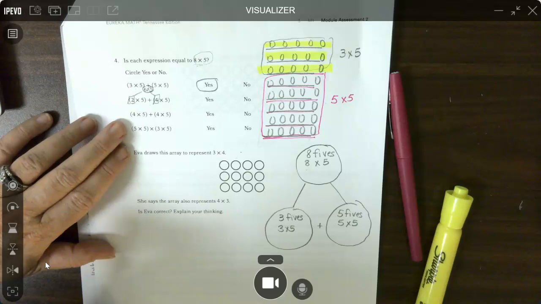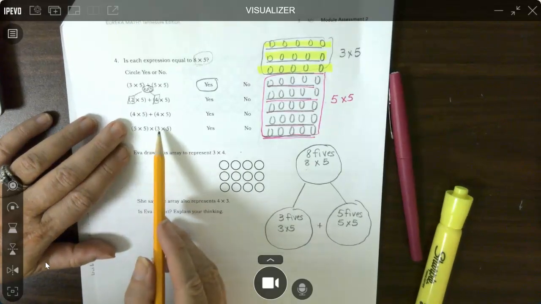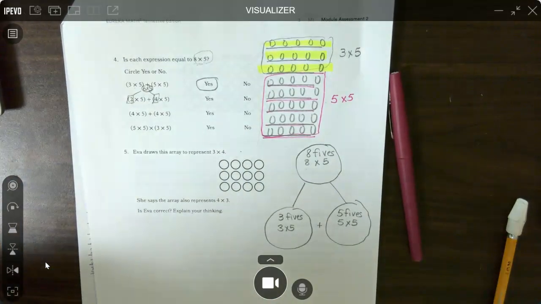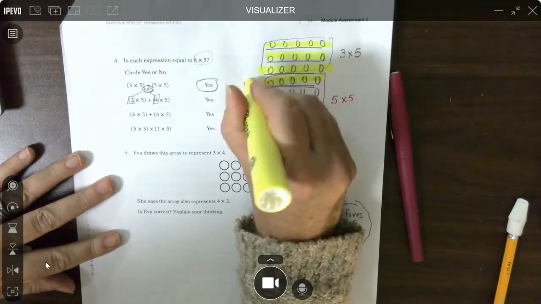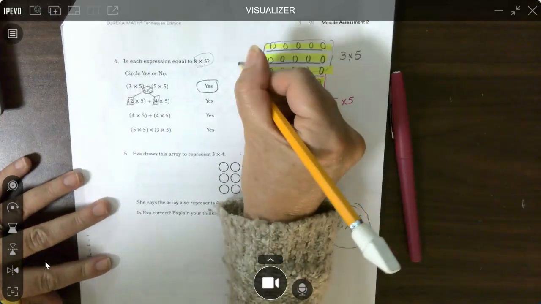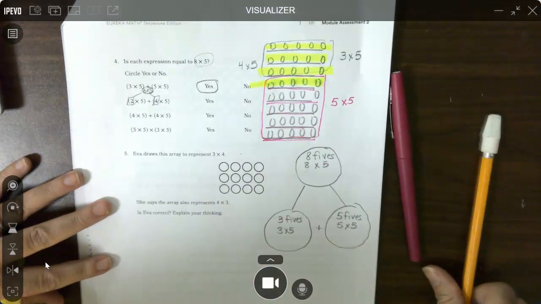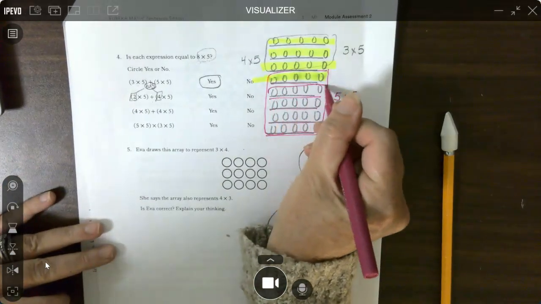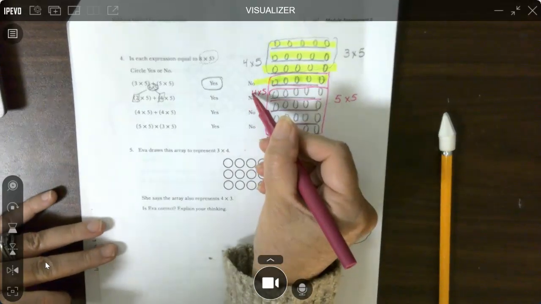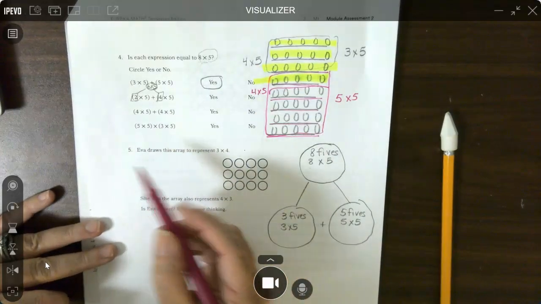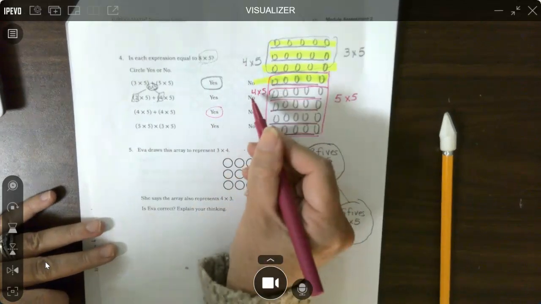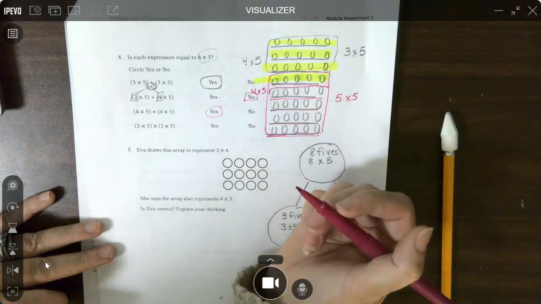Okay, when I look at the next choice, 4 rows of 5, 4 rows of 5. If I went ahead and highlighted one more row to put it in this group, my group in yellow has become 4 rows of 5, and my pink group has become 4 rows of 5. If I put 4 rows and 4 rows back together, it will give me 8 rows of 5. So this is also correct. This one was not, so we're going to put no.